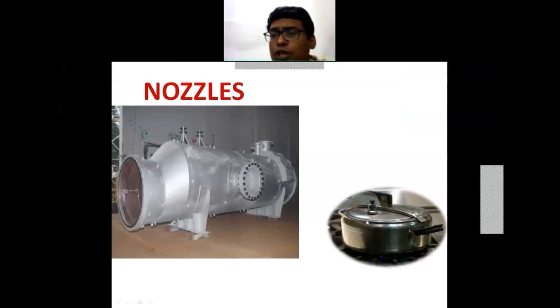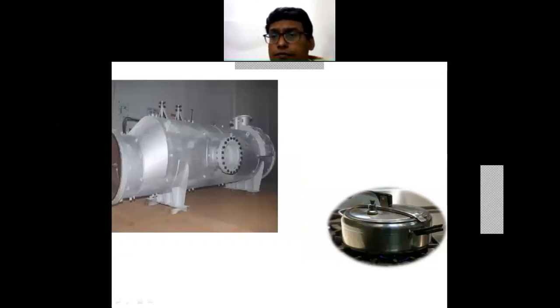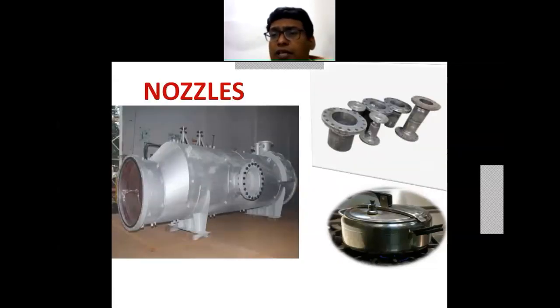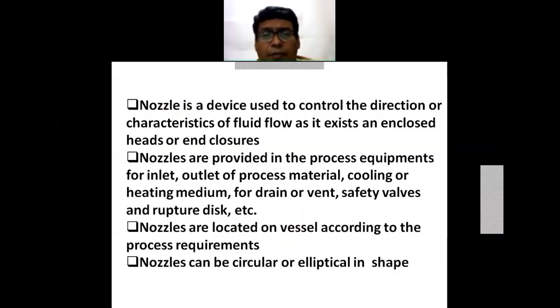Even in the case of our pressure cooker, the nozzles are attached either for the safety valve or for the vessel. Here also in this heat exchanger, the nozzles or manholes are provided, and they are nothing but simple pipes. Mostly it is simple pipes which are available, and they are welded to the vessel.